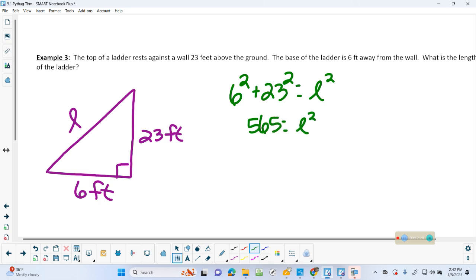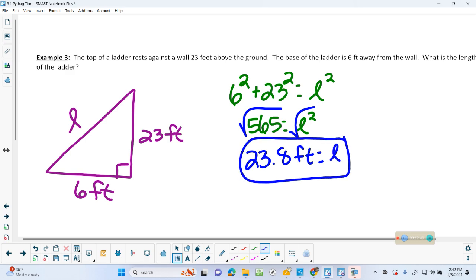It doesn't say we need a radical answer, so I'm just going to punch it in the calculator and round to the tenth. What's the square root of 565? Round it to the tenth. I've got 0.8 when I rounded, so double check. We might have... Not that I would take off for that. I'm not that mean, Dean.